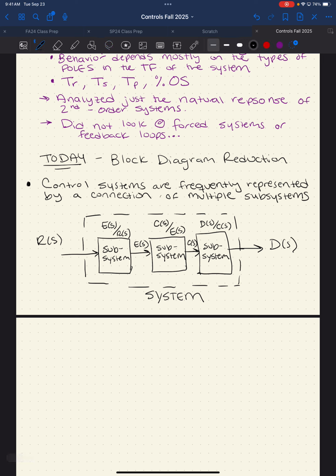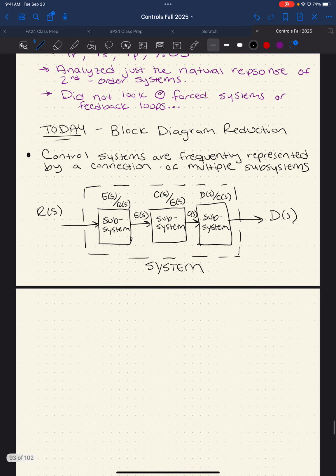All right, so I have this nice big complicated system. What if I wanted to reduce the math here? If I were to work through all of the math to get from R of S to D of S, it would be something like R of S times E of S over R of S equals E of S. And then I need to take that and multiply it times C of S over E of S. And that equals C of S. And then multiply that times D of S over C of S. And that would give us D of S.